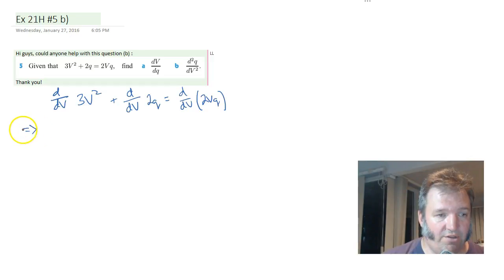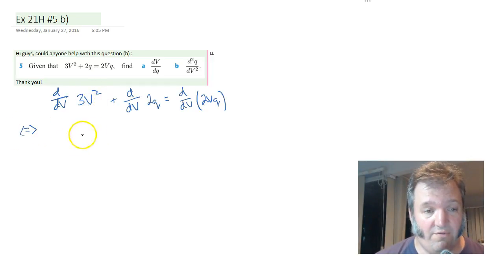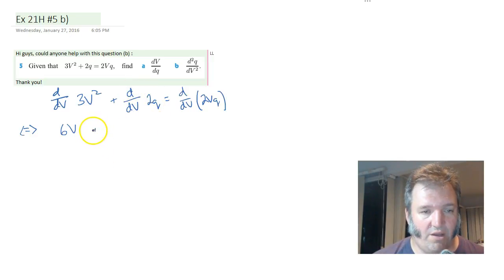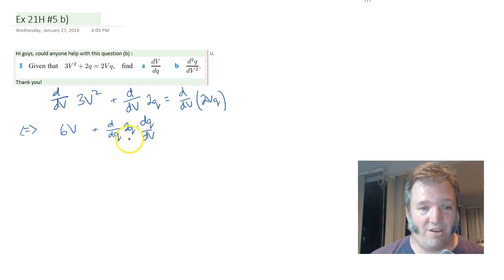Okay, the first bit's easy enough. We've got an expression in terms of v, so the derivative of 3v squared is just going to be 6v, and I reckon we're all okay with that. Let's move on to the next bit, d dv of 2q. Remember, this is where we're going to use our chain rule, and I'm going to go d dq of 2q multiplied by dq dv, which is what we're trying to find. So that's good that the term has turned up, and you can probably do this in your head. If you've done the rest of the exercise, you can probably go straight to 2 times dq dv, but I'm just going to write the working out because it's not going to hurt us.